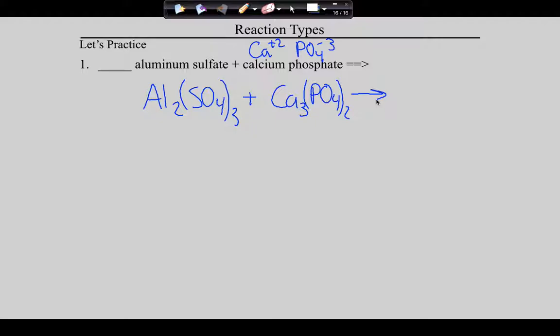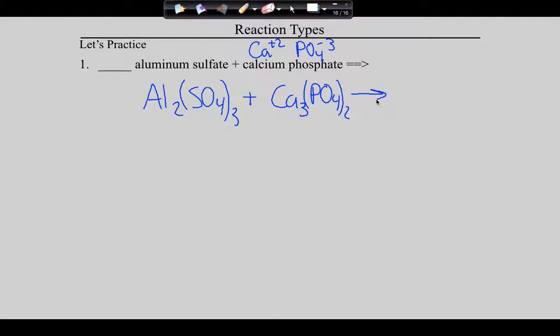Now, guys, at this point, now that we've got the reactants identified, we need to figure out what type of reaction this is. So, guys, do this with me in your head. Ready? And we're going to do them in the order we learned them. Could this be a single displacement reaction? Why not? It's not an element in a compound.